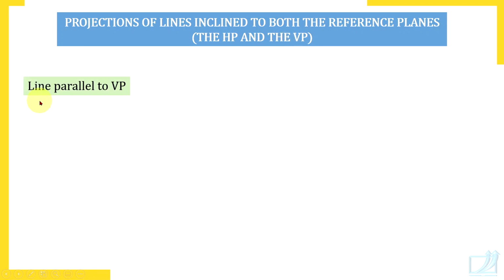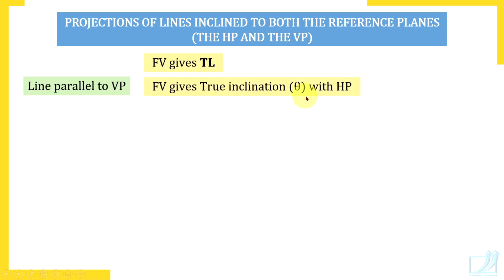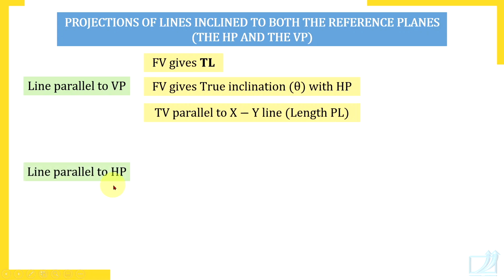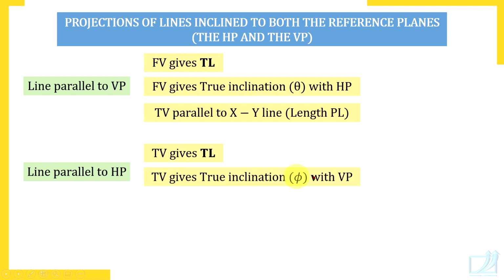What we studied in the last video is, if a line is parallel to VP, then its front view gives true length and true inclination with, of course, HP, because the front view gives detail with respect to HP, and the top view appears parallel to the XY line. And if the line is parallel to HP, then the top view gives true length and true inclination with VP, and the front view appears parallel to the XY line.